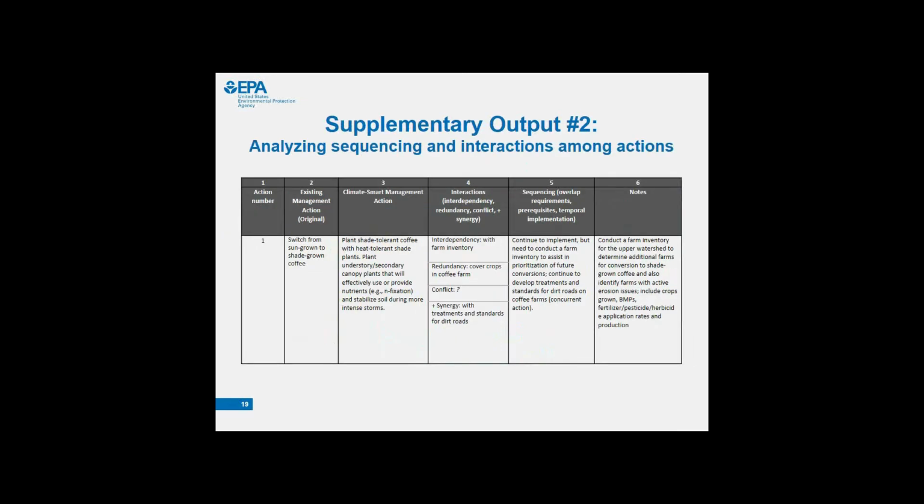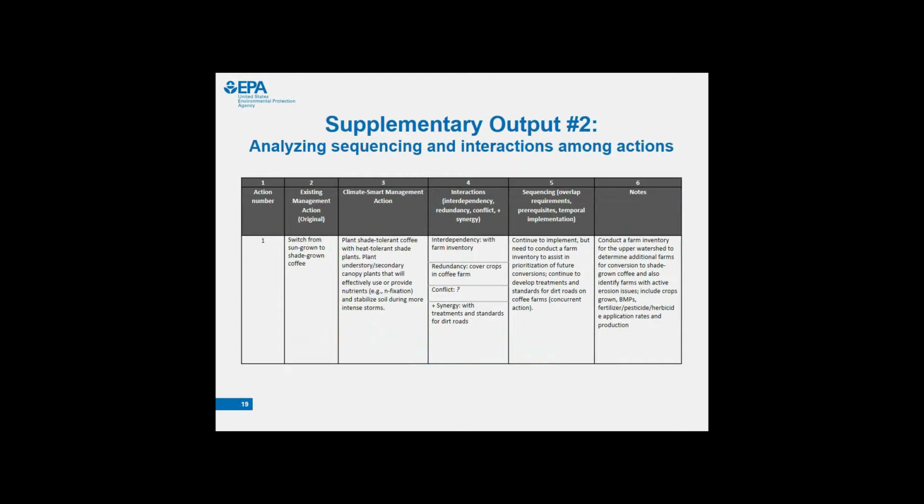For supplementary output 2, now this is the one that has to do with analyzing, sequencing, and interaction. So here's what this worksheet looks like. What can come up in discussion as people are working through an action is, since no action is occurring in a vacuum, it is occurring in the context of other activities, often it'll start to pop up that there are some considerations that are important.